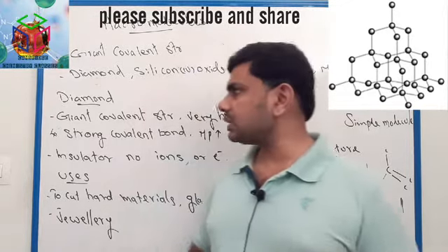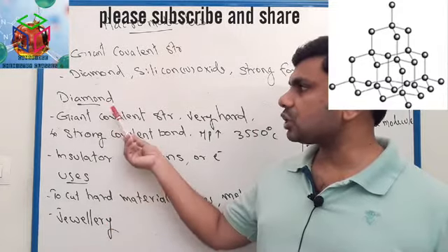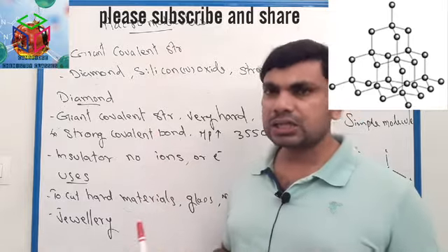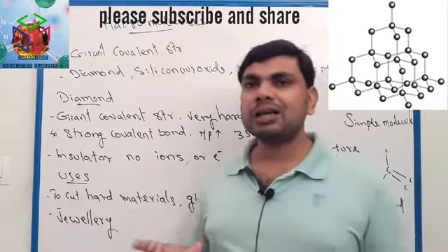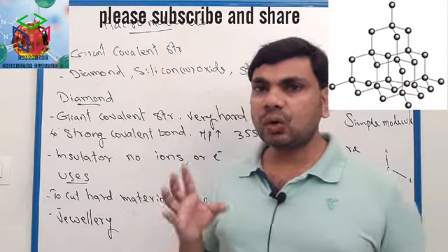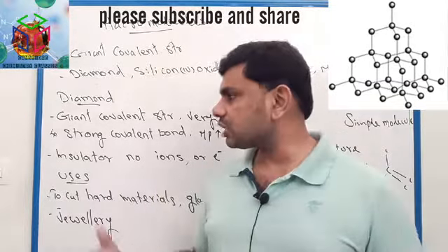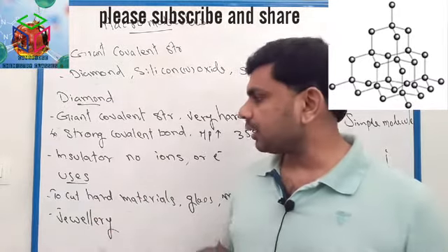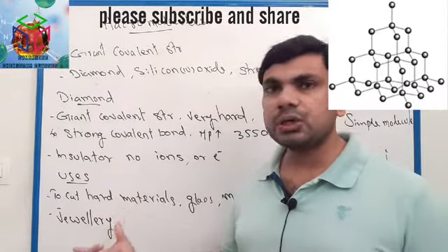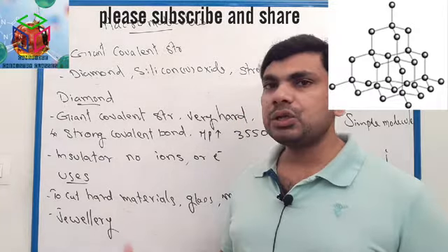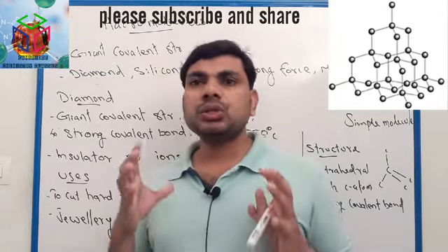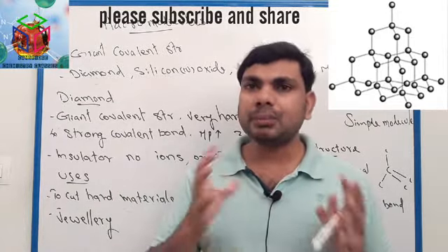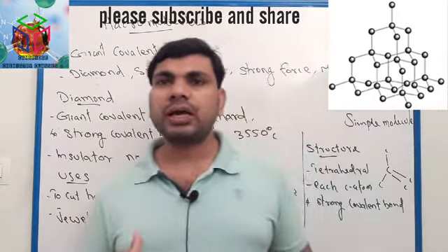Clear? So here we discussed some points related to diamond. It has a giant molecular structure. It is very hard because it consists of 4 strong covalent bonds. It is an insulator because there are no free moving ions or electrons. Some uses of diamond: jewelry, drilling machines, cutting glass, and cutting hard materials such as stone and rock.